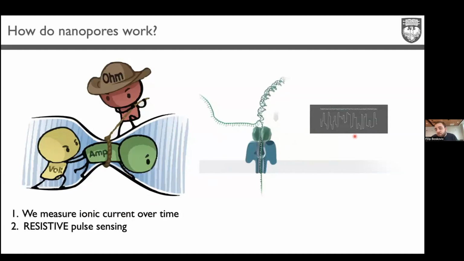When something is in the pore, then it blocks the pore. It means like you cut the cable even more. And each of the letters or combinations of letters creates a distinct signal that, at least in the case of Oxford Nanopore Technologies, using some machine learning algorithms, we can decipher from this strange pattern, with the spikes down, up, what's the sequence of the molecule that we are sequencing at the moment. And that's why this method is called resistive pulse sensing, because what we detect is resistance, or actually what blocks the pore.